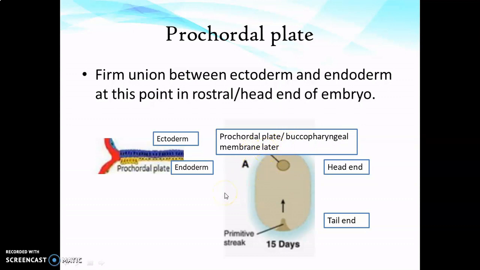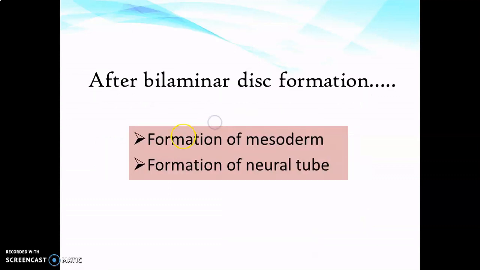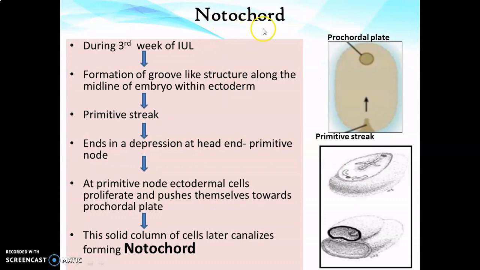So all these developmental events are complete by 2 weeks, and after 2 weeks, as bilaminar disc formation is complete and prochordal plate is formed, there are events that cause the formation of mesoderm and neural tube. So now let's see what are the developmental events that take place after 2 weeks of intrauterine life. By the 3rd week of intrauterine life, there is a structure forming known as notochord. Let's see what this is.